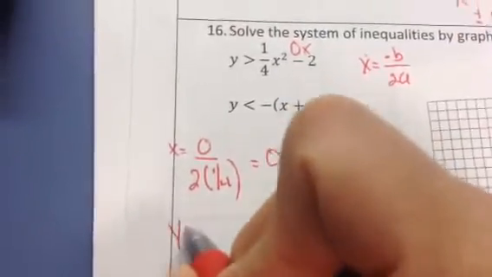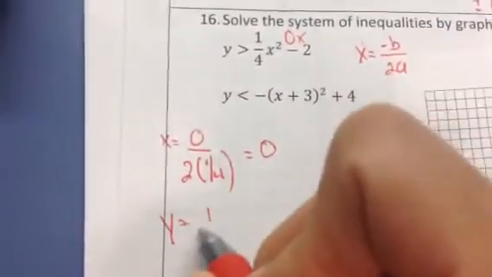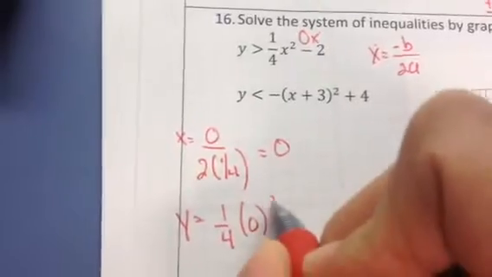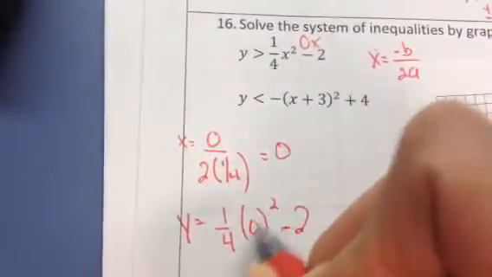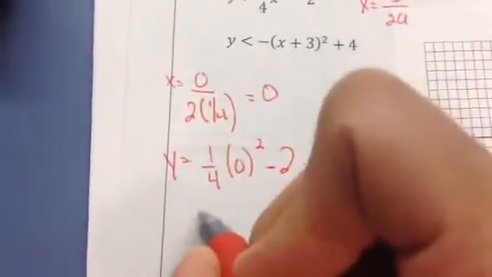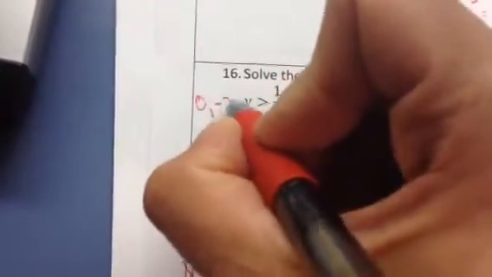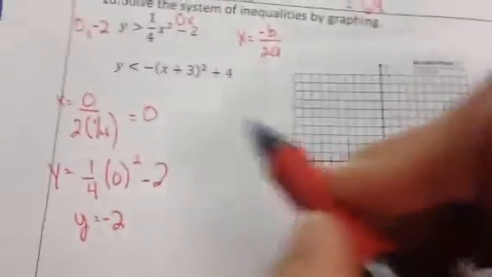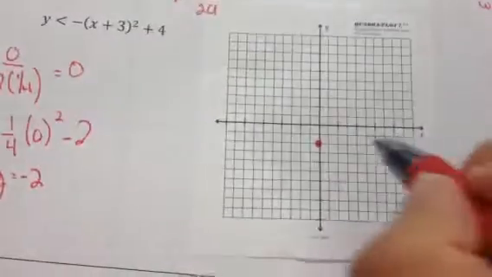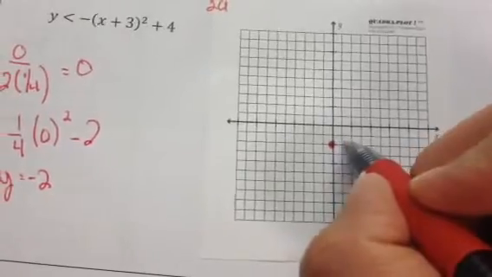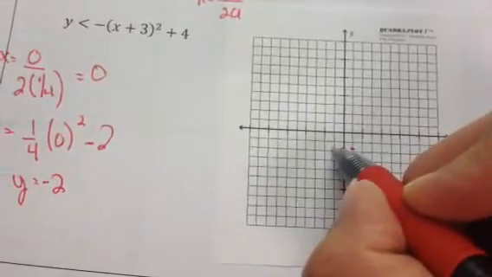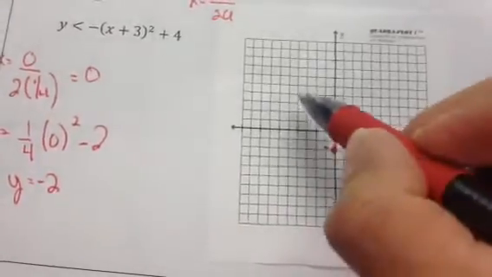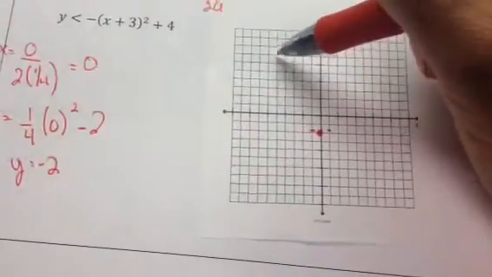And to find the y-coordinate, I just plug 0 back in here. And 0 squared is 0, 0 times a fourth is 0, 0 minus 2 is negative 2. So for my first one, my vertex is 0, negative 2, which is here. And now I'm going to use my one-time slope of a fourth, going up a fourth and over 1, that's going to be pretty tough. So just know that this is going to be a really wide U when you graph it.